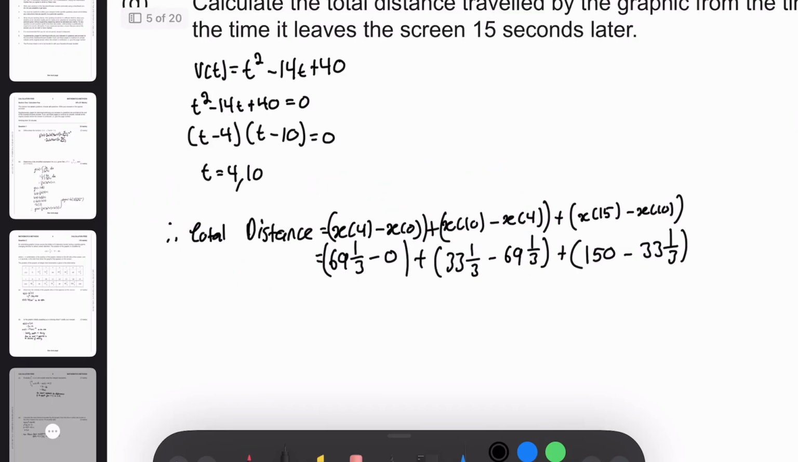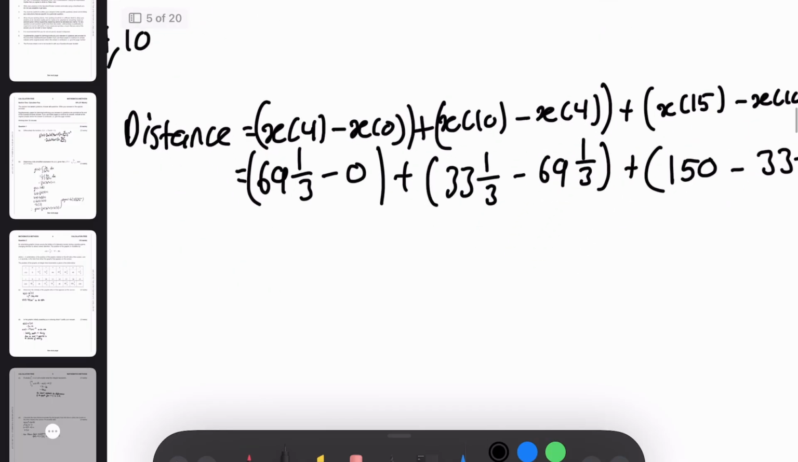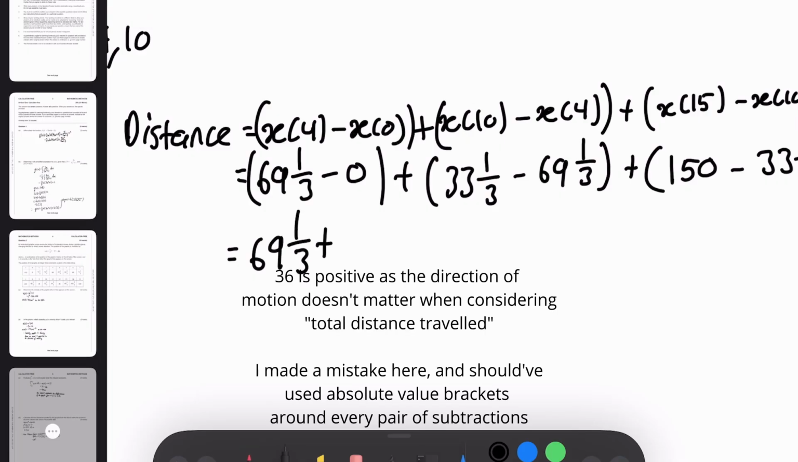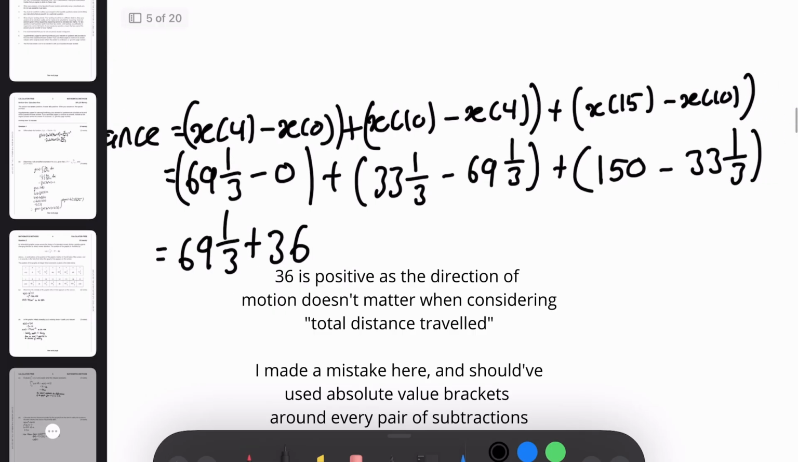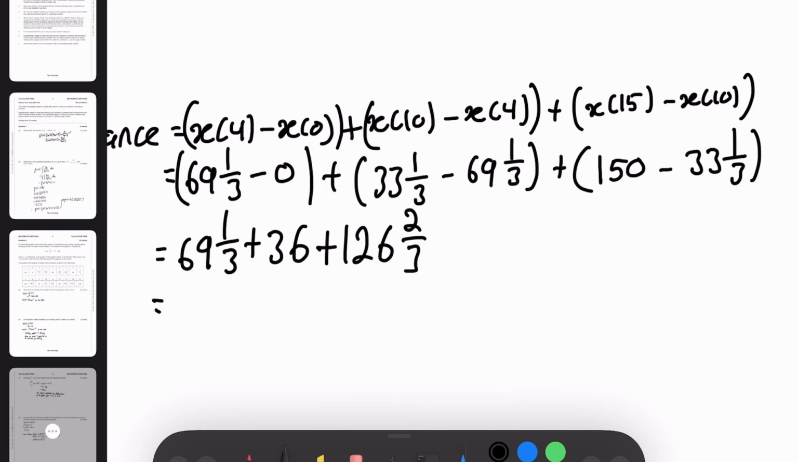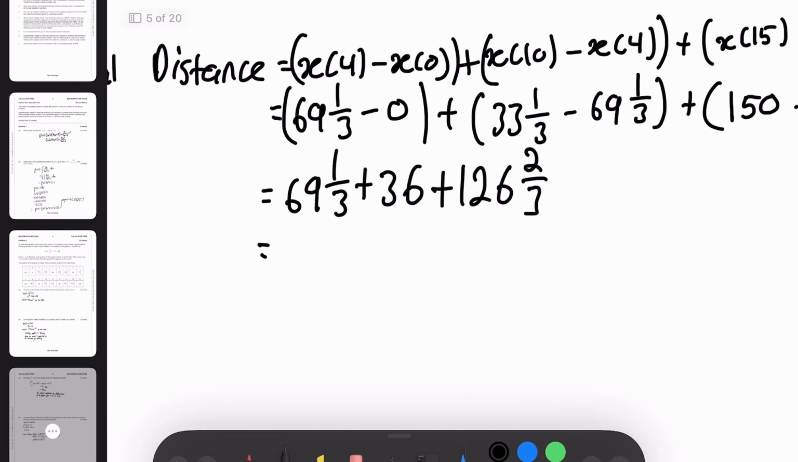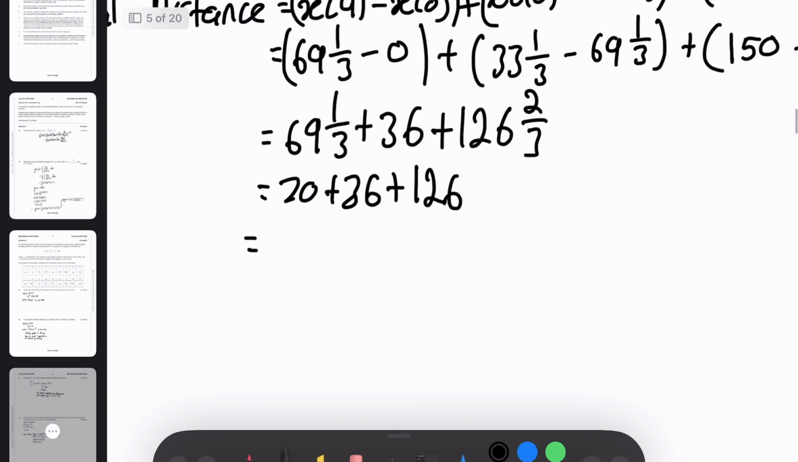Okay, so what we can do now, we know that this is going to be 69 and a third plus, and a third, this will be 36, plus this is going to be 126 and 2/3. We're going to sum this all together. Okay, we're going to get 1 from this 1/3 and 2/3. So let's just say this is 70 plus 36 plus 126. That's going to be 106.